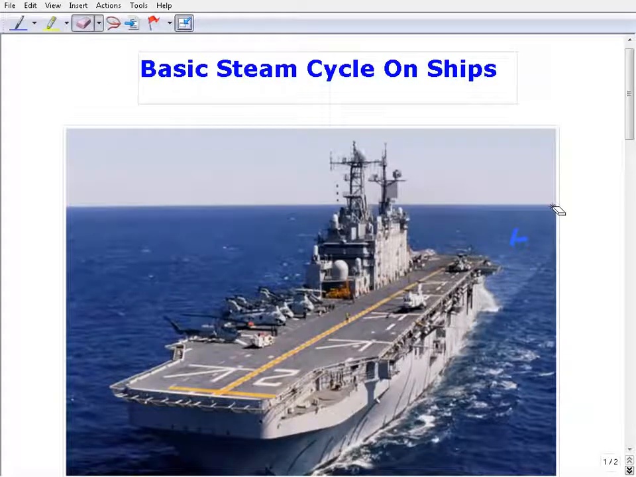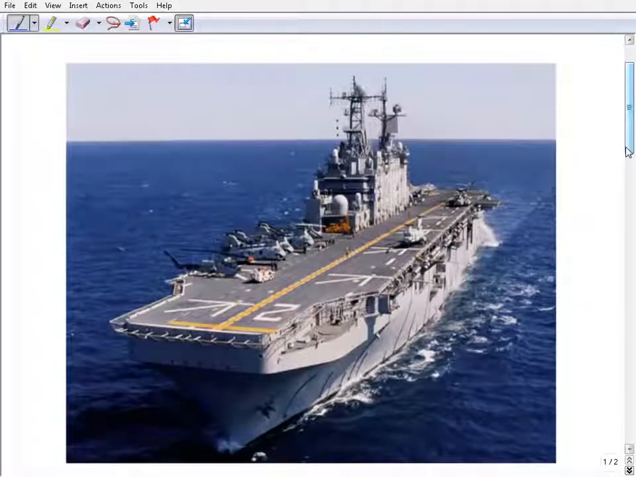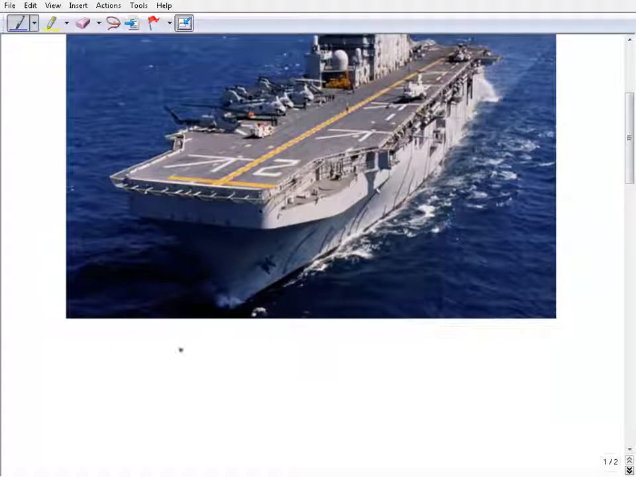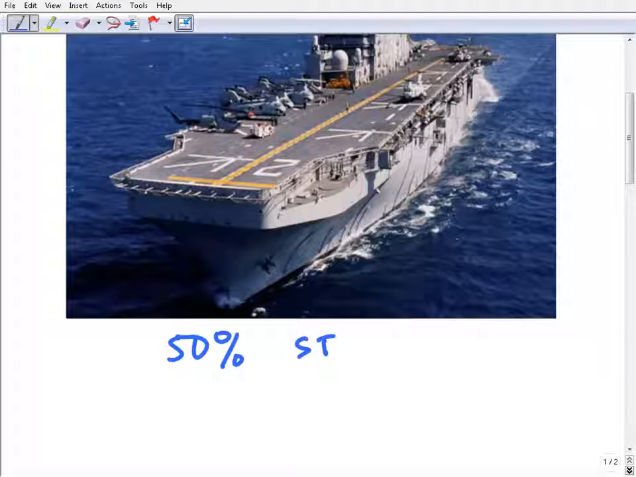All right, let's start here. Let's take a look at this ship. This is a U.S. Navy amphibious ship. This particular ship is propelled by a steam plant. Not all ships run on steam, and I don't know what the exact breakdown is, but I'd venture to guess that of all the ships out at sea, maybe 50% are propelled by steam. I could be totally wrong, but I don't think I'm that far off.